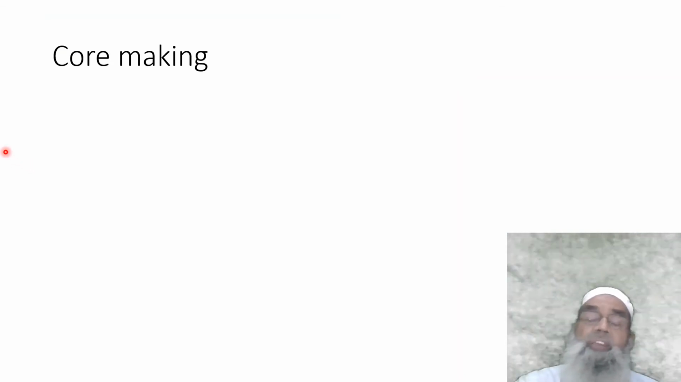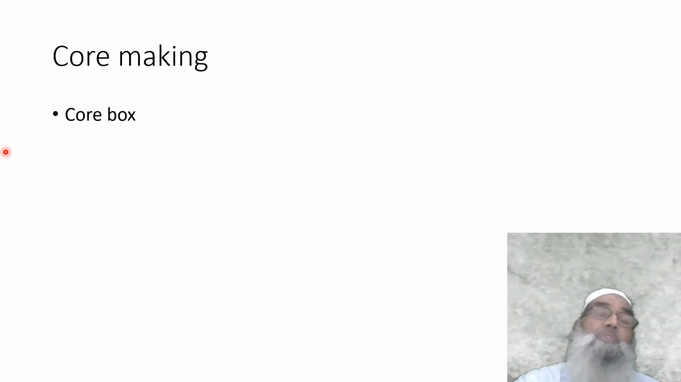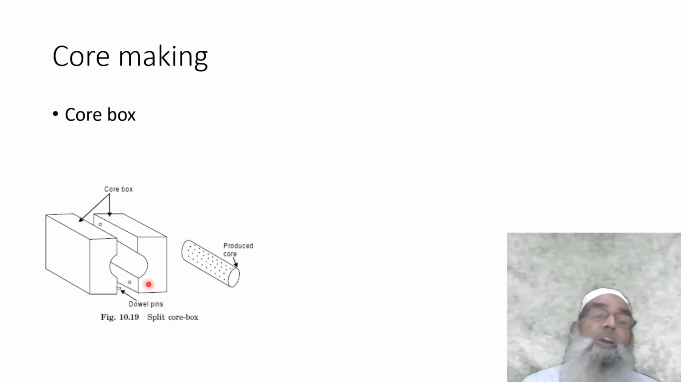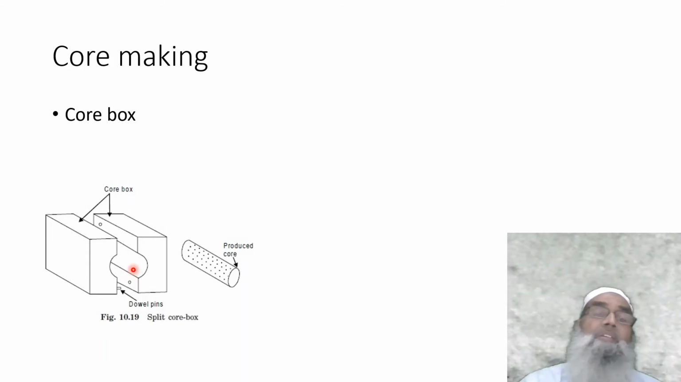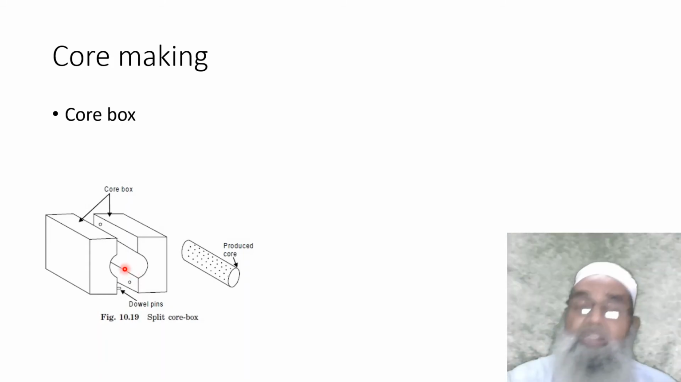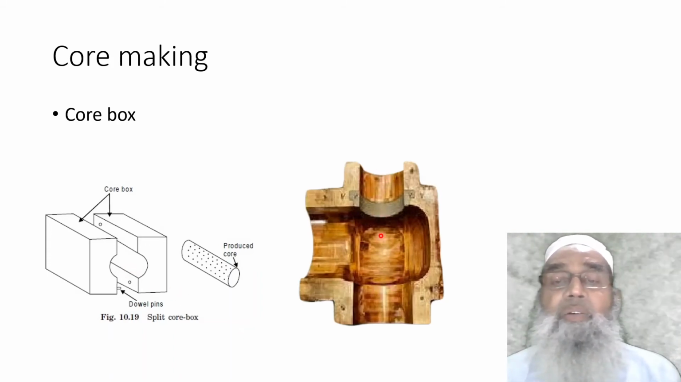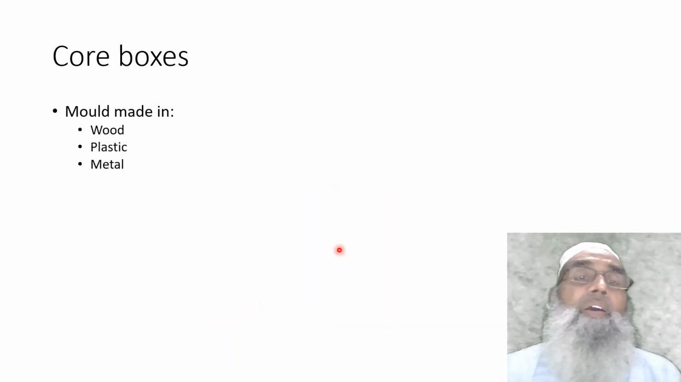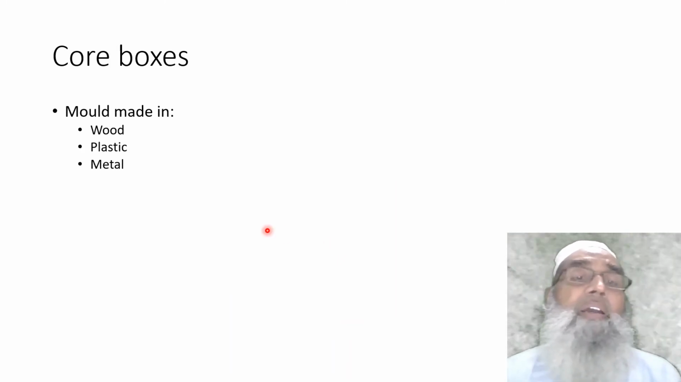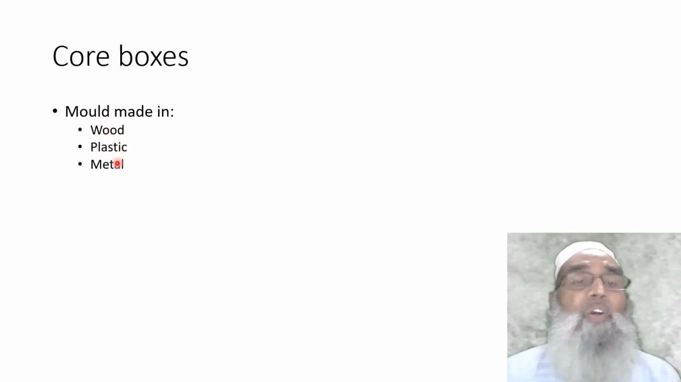Now, the core making is done by using a core box, and this is the core box, in which there is a cavity where the core material is packed and hardened so it can be used. Core boxes are basically the molds, made of wood or plastic or metal.